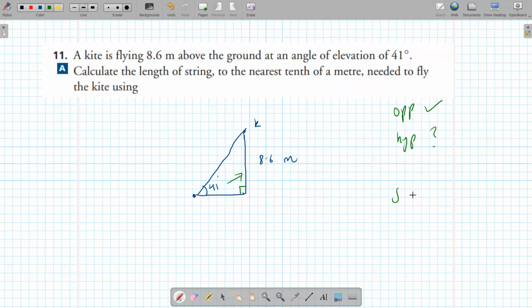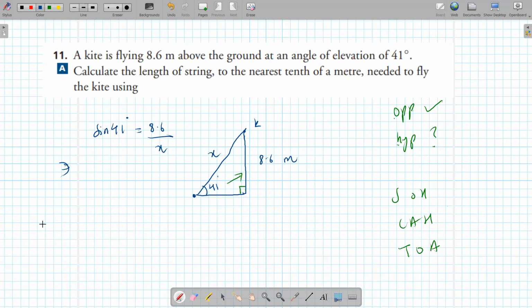Which one do we use? Sine, cosine, or tangent? Do you use tan? No, we don't, because we're interested in opposite and hypotenuse, right? It's going to be sine. Opposite and hypotenuse, the two parties of interest. So it's going to look like this. Sine of 41 degrees is equal to the opposite side, which is 8.6, divided by the unknown. We can call it x or whatever.